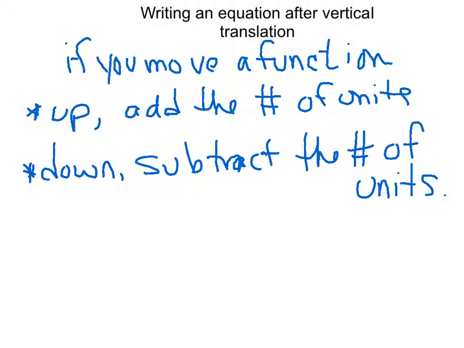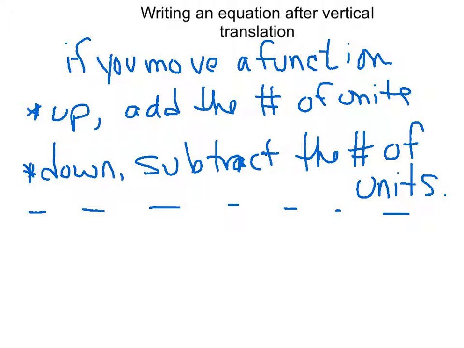So I like that because it's logical. If or when you get to the horizontal translations, moving side to side, it's the opposite. If you move it left, which is in a negative direction, you're going to add the number. And if you move it to the right, which is a positive direction, you're going to subtract the number. So that one's a little bit different.